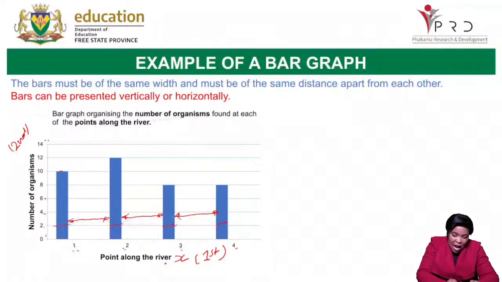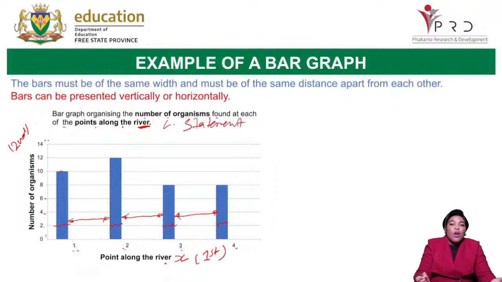Then you come up with a caption again to say this is a bar graph showing the number of organisms found at each of the points along a river. Where did you get this? You got it from the statement. Sometimes you can get it even from the question. They will ask you to say, draw a bar graph showing so and so. Then you know that is where you get your heading.